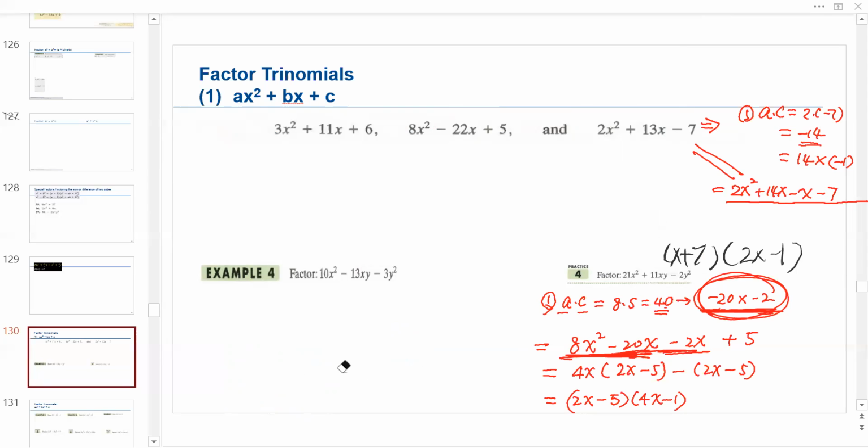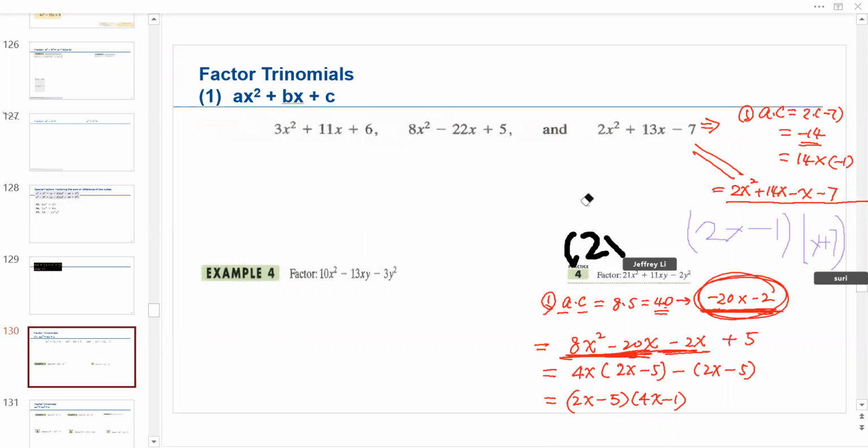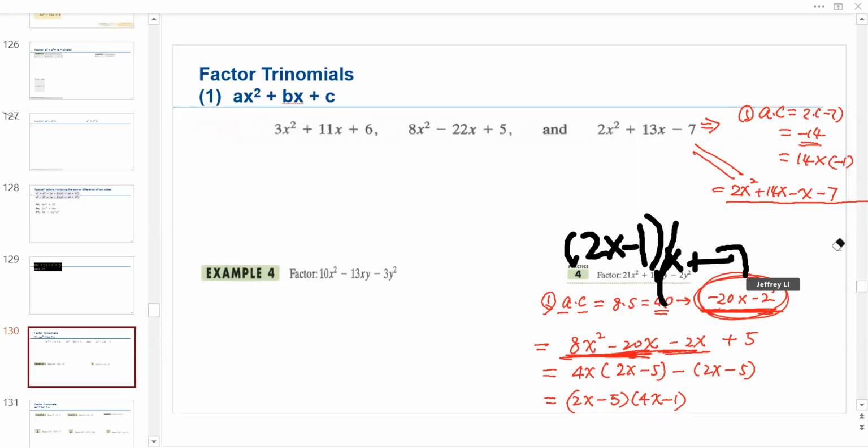Amy, you are correct. Okay, I erase your part. You are correct, you can leave. Iris, you are correct, you can leave. Sorry, you can leave. Jeffrey, you can leave too.